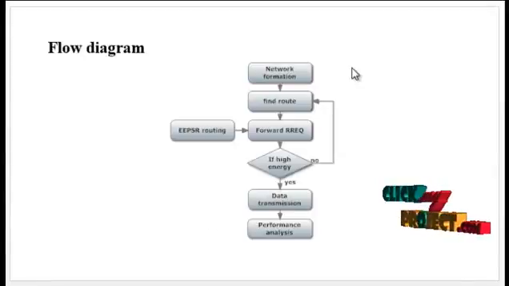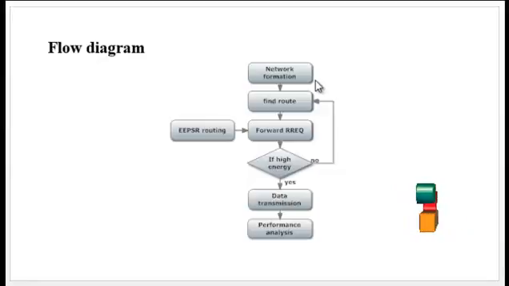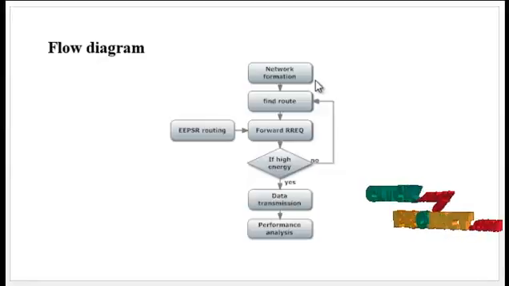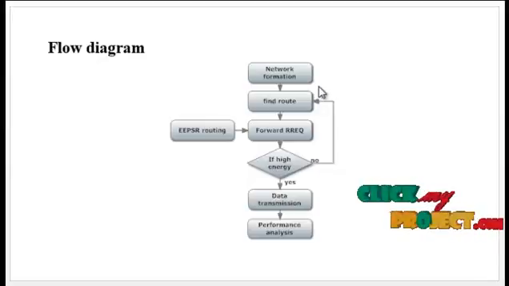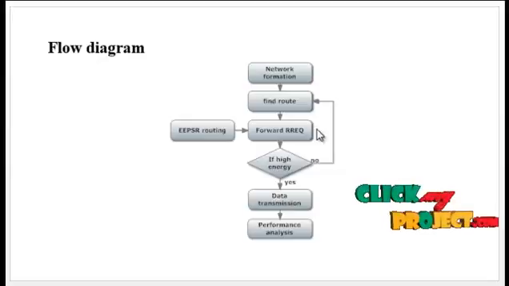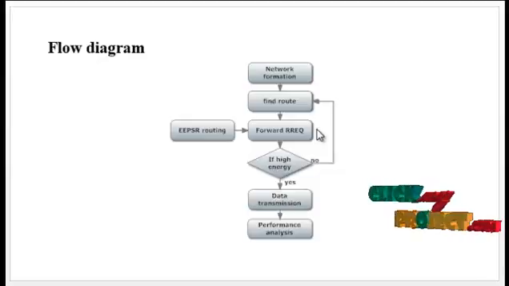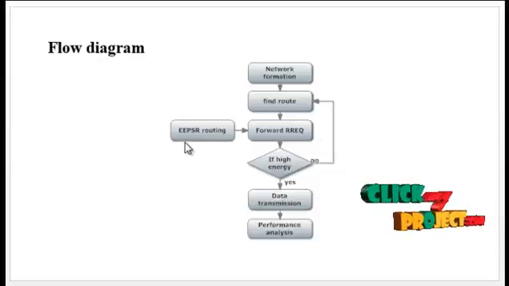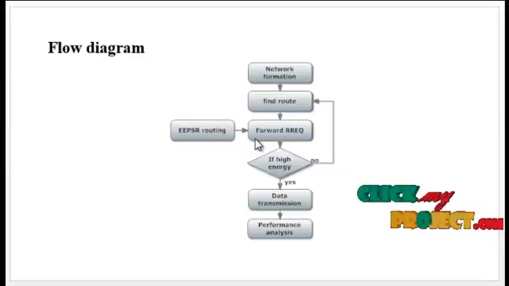Now see the flow of our entire process. First, the network formation is done, that is, the number of mobile nodes are created as the network topology. Then, the source node generates packets to forward to the destination. Hence, it finds a route. Then, it forwards the route request packets to the next hop neighbor nodes. This is done by the EEPSR, the Energy Efficient Proactive Source Routing.